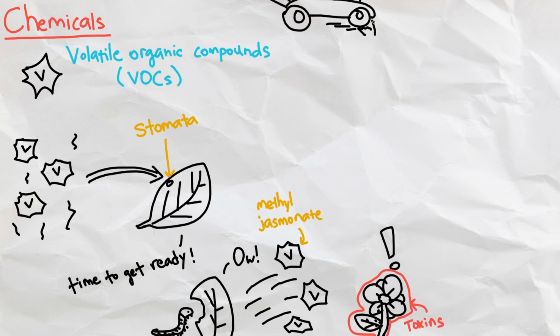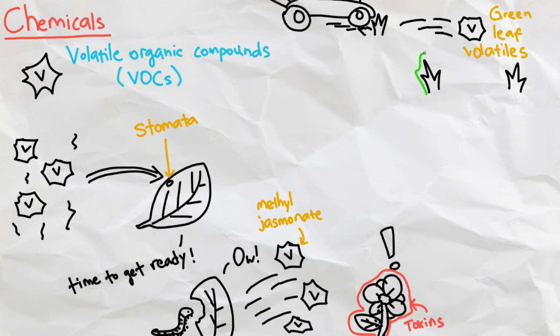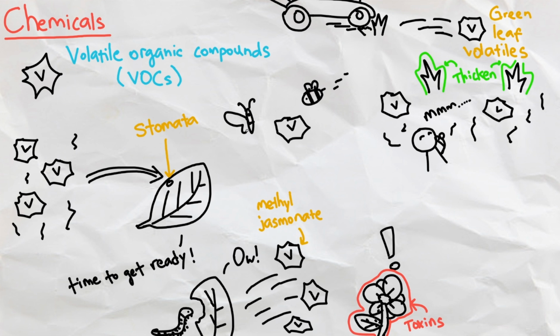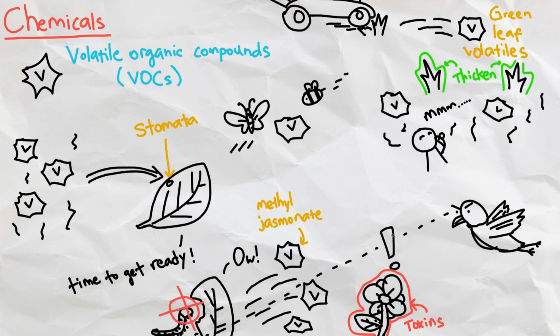In the case of grass, when cut, they release a type of VOC called green leaf volatiles, which thickens them so they are harder to eat, which is unfortunately useless against our lawnmowers. Those green leaf volatiles are also what is responsible for the freshly cut grass smell. The VOCs can also be used to communicate with other organisms too, as certain compounds can attract pollinators, while others can attract predators to eat whatever is eating a plant.